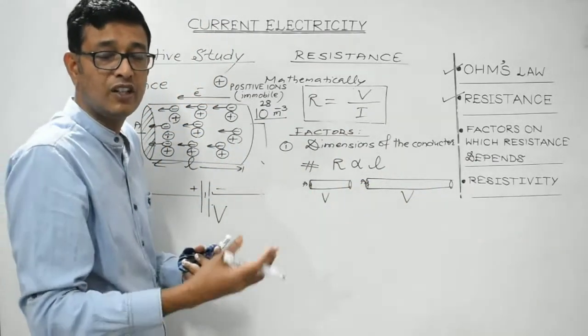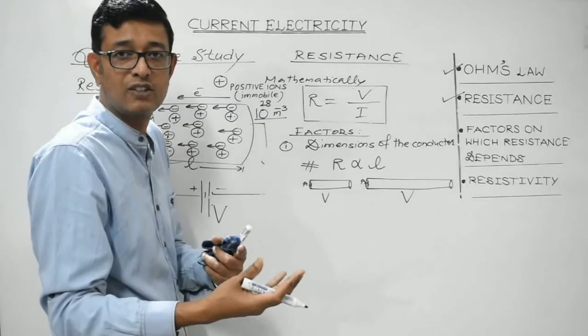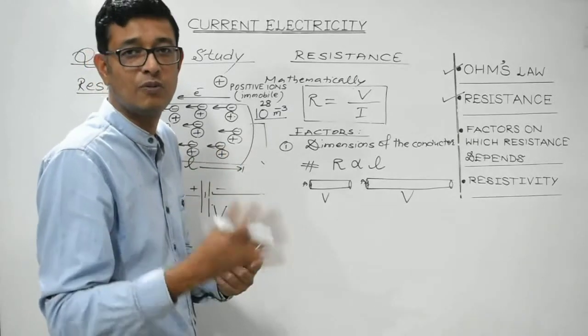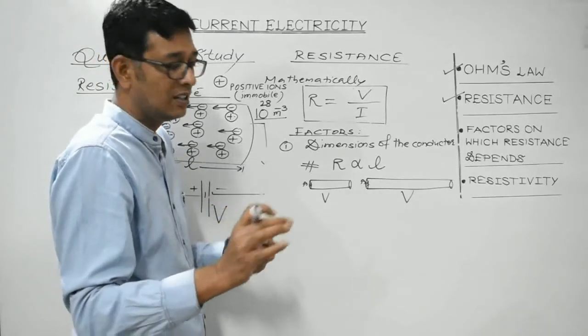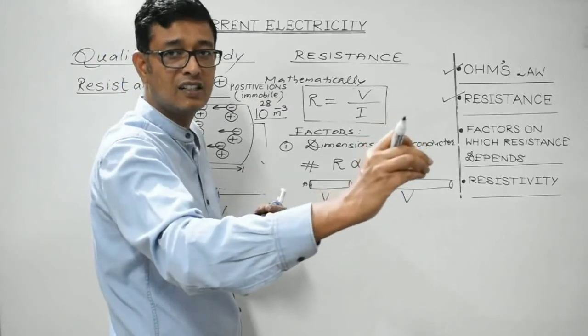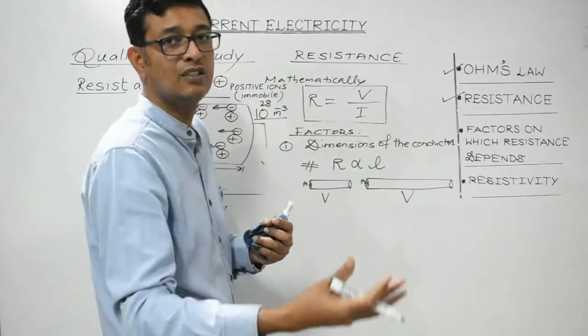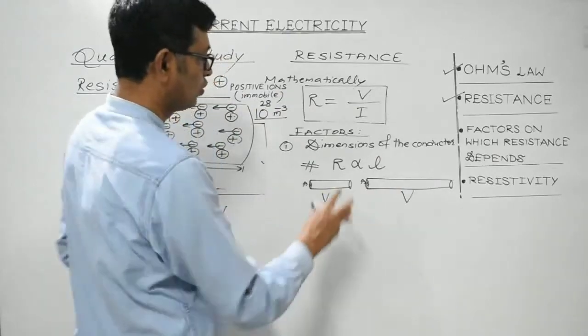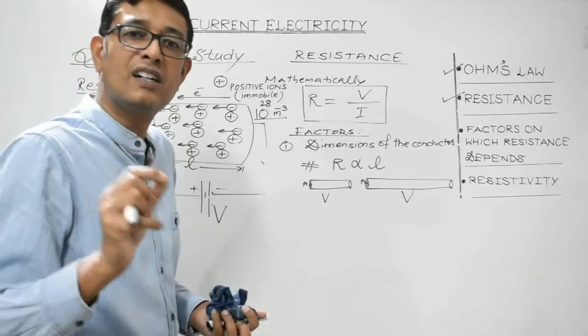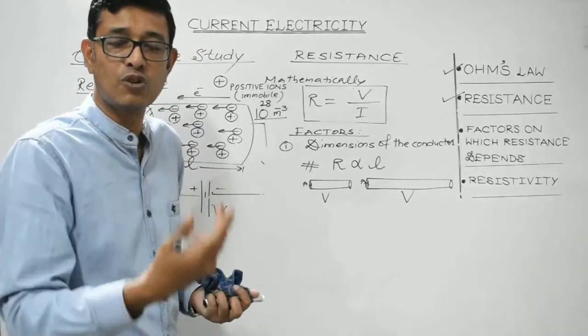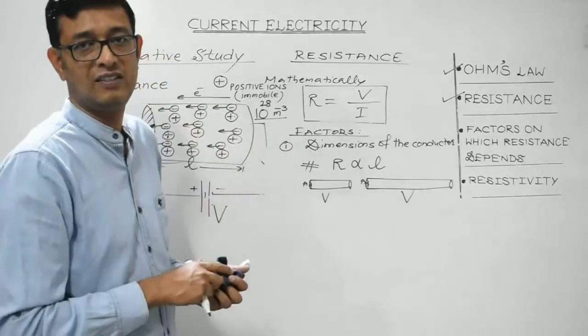More the collisions suffered, more the hindrance offered to the moving electrons, more will be the resistance offered by the conductor. So it is but natural that greater the length of the conductor, more will be the resistance offered by it. So students, this is the important point: resistance offered by a conductor is directly proportional to its length.